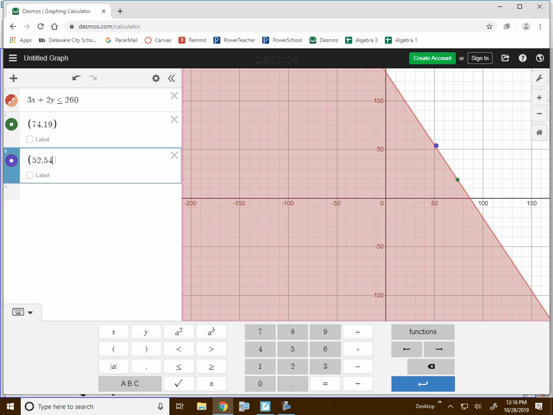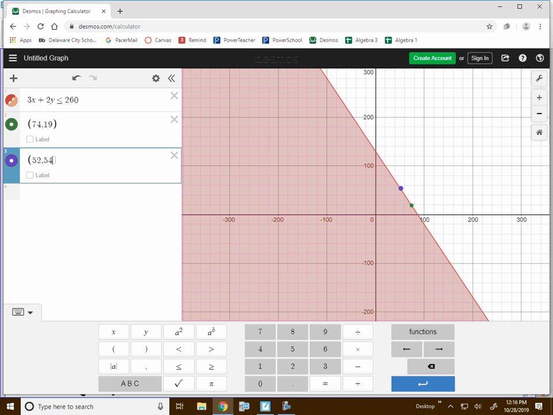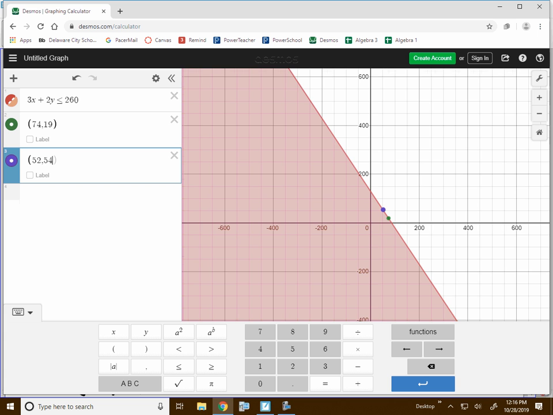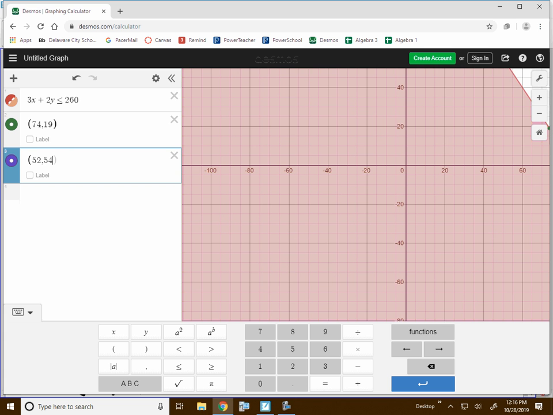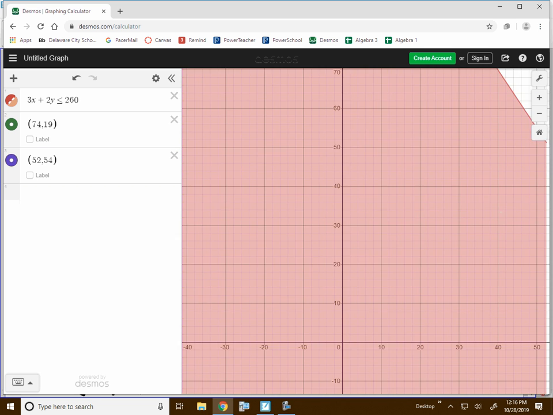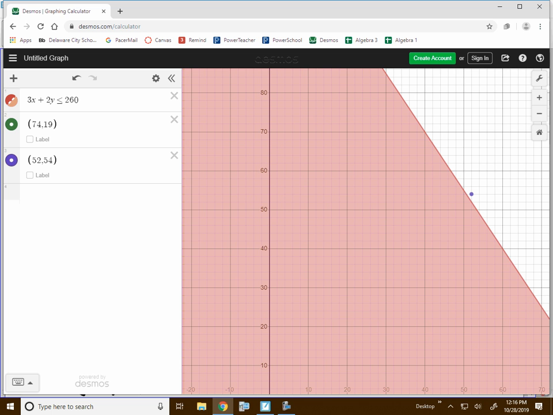Okay, so this one is kind of tricky. If I zoom out, it looks valid. But if I zoom in, see how it's outside of that shaded region? So when you're doing these problems, make sure you're really careful about zooming in and making sure that it's actually in there. So that one we would not circle.